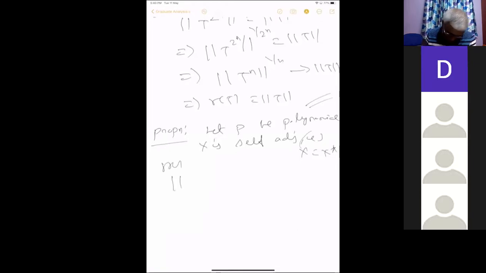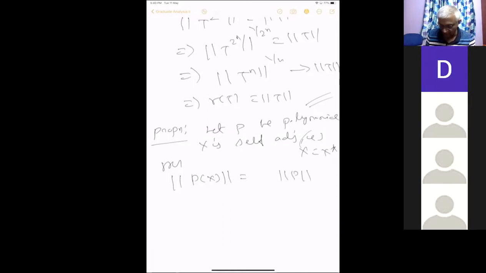Then the norm of P of x is equal to, P is a function on sigma of x, which is the supremum of mod P of t, t in sigma of x. It is just a supremum norm. It's a function on sigma of x. It is just the supremum norm of this P, and that is equal to the norm of P of x.